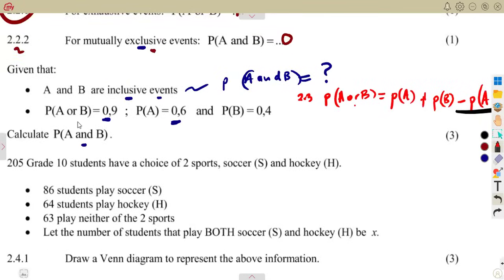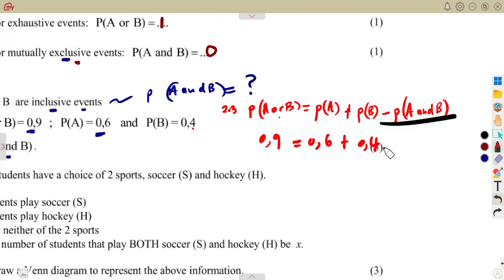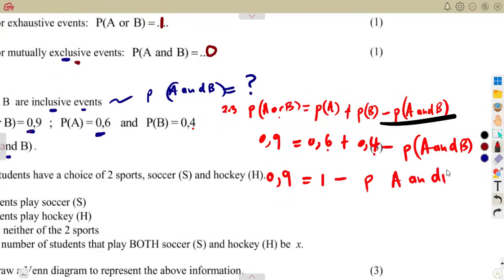P(A or B), we have it. P(A or B), that's 0.9, is equal to P(A), which is 0.6, plus P(B), which is 0.4, minus what? Minus the probability of A and B. Then you have to calculate this now. So you can combine this. 0.9 is equal to 0.6 plus 0.4. That's a 1 minus the probability of A and B.